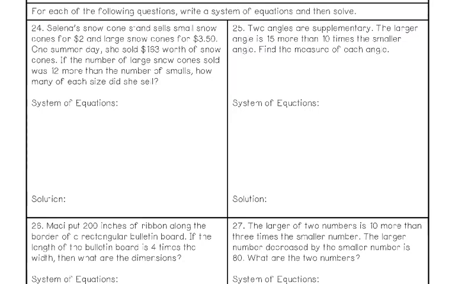So go through it and underline anything you think is important first. I know that the small is $2, large is $3.50. So you might want to write that down off to the side. She sold $163 together. And you also know that the number of large snow cones sold is 12 more than the number of smalls. Doesn't matter what variable you pick.